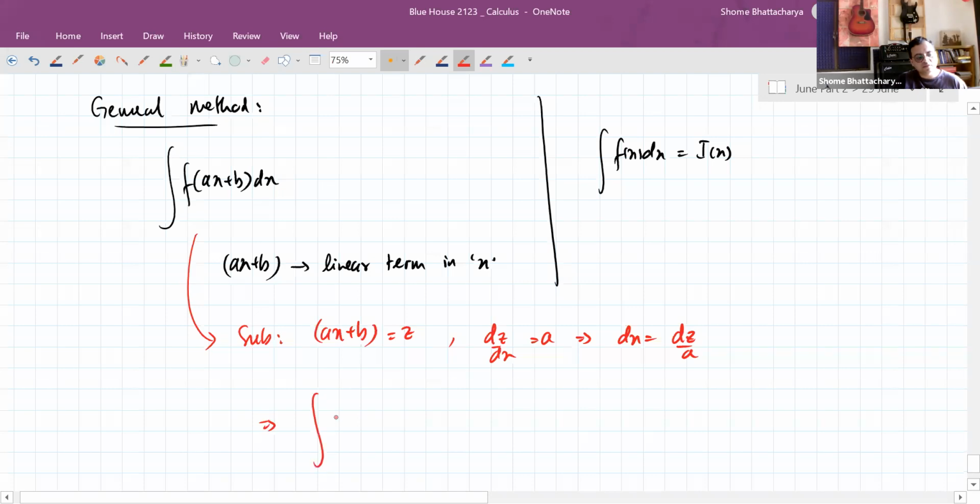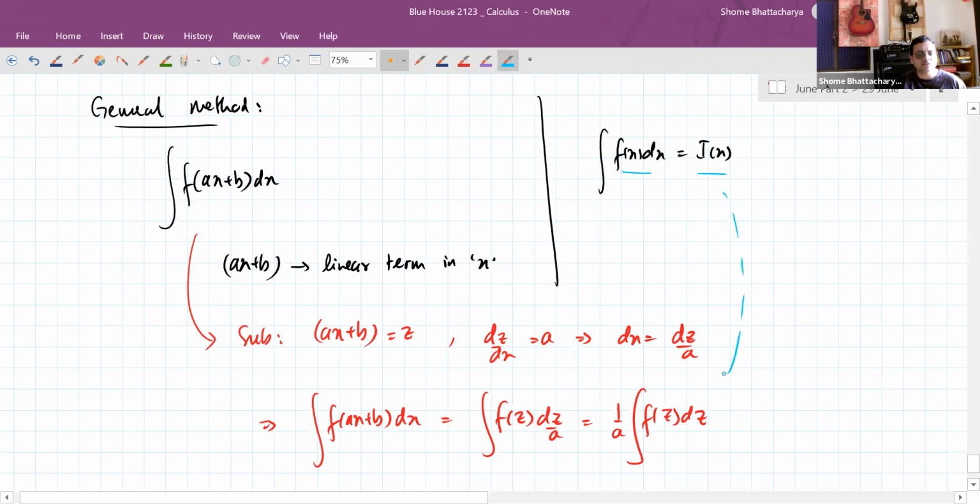So this integration, instead of a function of a linear term, it becomes a function of z, but then dx has to be replaced with dz by a. So it becomes 1 by a times integration of f(z) dz. Okay. Now, since we know that integration of f(x) is I(x), we'll substitute this here. So integration of f(z) with respect to z will become I(z), but there's a 1 by a term outside, plus c.